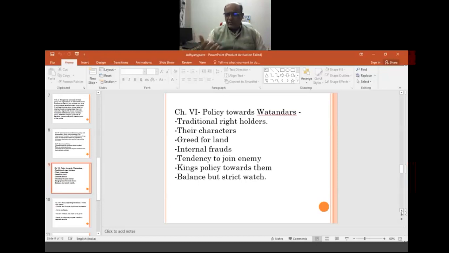They have internal feuds. Within every Vatan, there is a conflict. A brother wants to succeed, they want to become Vatandar, the brother and his children, and they fight among themselves. Now, as these Vatandars are more guided by their own self-interest and not by the general interest of the state, they have a tendency to join the enemy. If, for example, in one Vatan two brothers are fighting over who should be the Vatandar, the invading enemy takes advantage of that situation. They will say, okay, we are going to win the war. If one of the brothers joins our hand, we will sanction that Vatan to you. So they have a tendency to join the enemy.